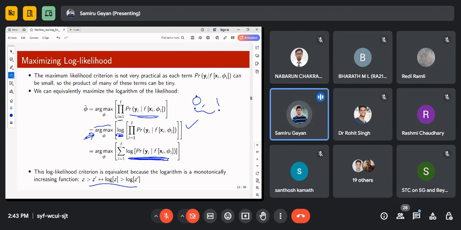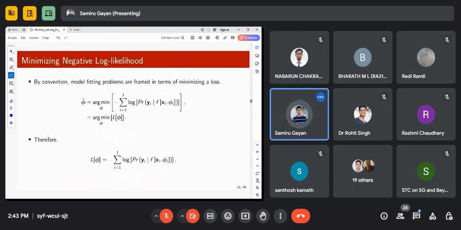It may be a larger value than 0 and 1 anyway. So therefore, it's easy to handle. So that's the convenience of using the log likelihood function.